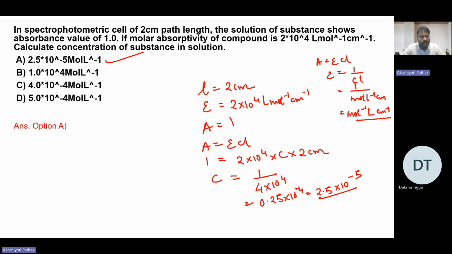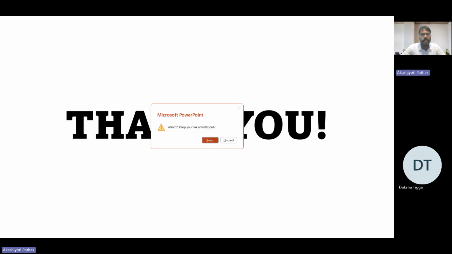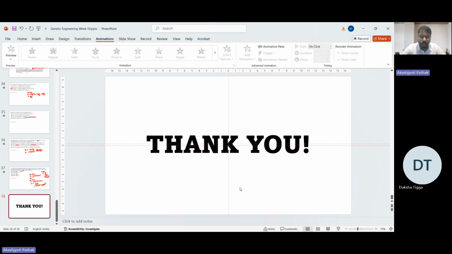So in today's session, I did not discuss the IR spectroscopy. I did not talk about the MALDI and the mass spectrometry techniques. In the next class, we will look into these techniques, and also we will discuss the remaining part of the UV visible spectroscopy. So I will end today's class here, and I'll again start the discussion in the next class. Thank you.